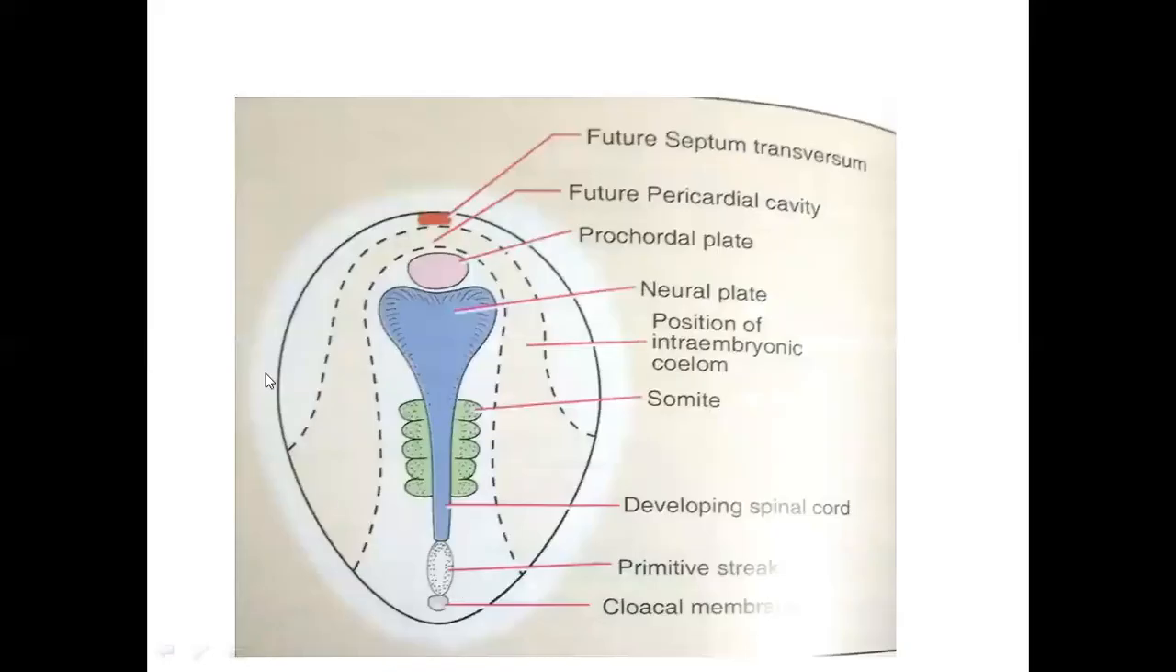So in this diagram you can see, right? Before head fold and tail fold formation, most anteriorly this is the septum transversum. Then here the procordal plate, here the neural plate, and posteriorly here the primitive streak and cloacal membrane. So they are just one below the other. Once the head fold takes place from here, and the tail fold takes place from here, there is a change. So many changes take place in the location.